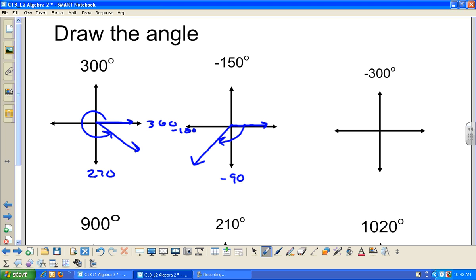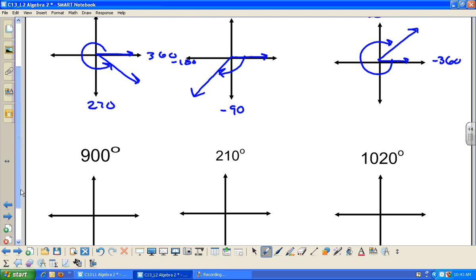Negative 300. This would be in between negative 270 and negative 360. So my terminal side will be in the first quadrant. And I draw it clockwise to my terminal side.